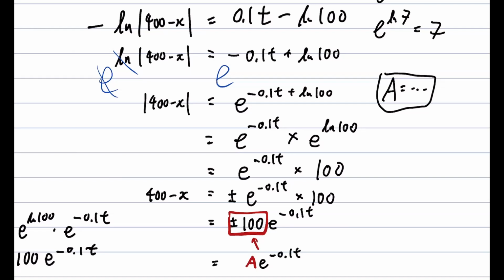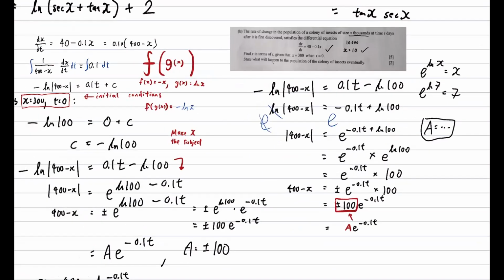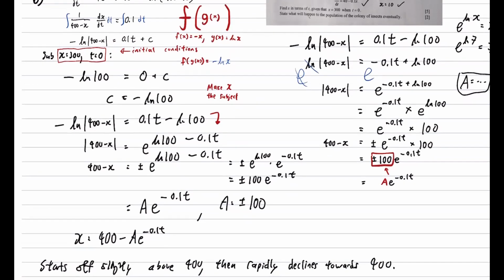Can? Okay, then you don't need to take photos. Okay, good. So yeah, I basically wrote down the same thing. So A times whatever, A is plus minus 100. Okay, the e to the ln 100 is just 100. Okay, good.